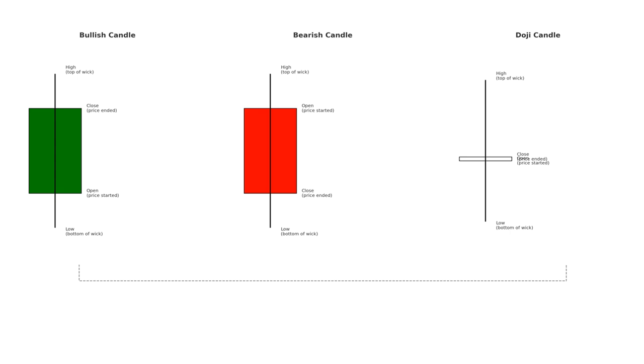A brief history about it. Candlestick charting originated in 18th century Japan, where rice trader Munehisa Homma first developed the technique to track rice markets. He discovered that price was influenced not only by supply and demand, but also by the emotions of traders.